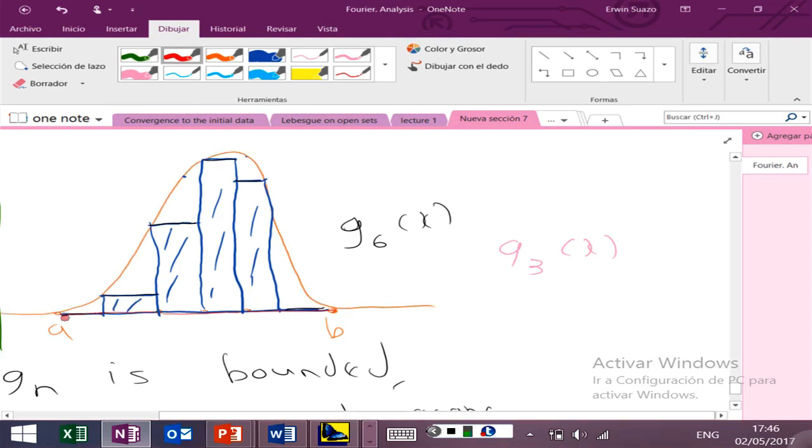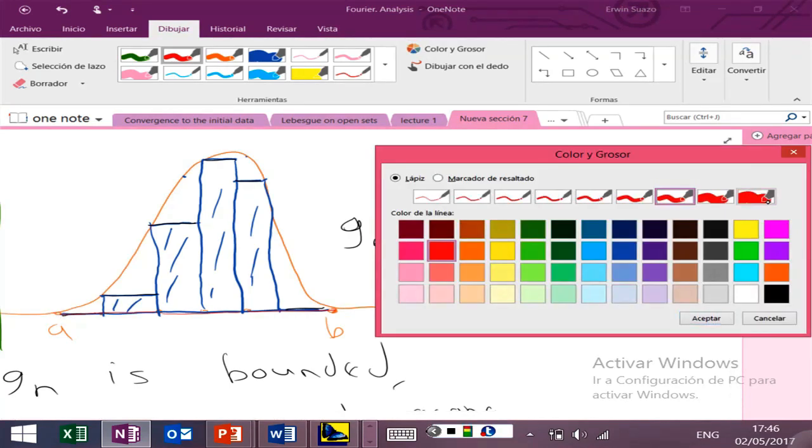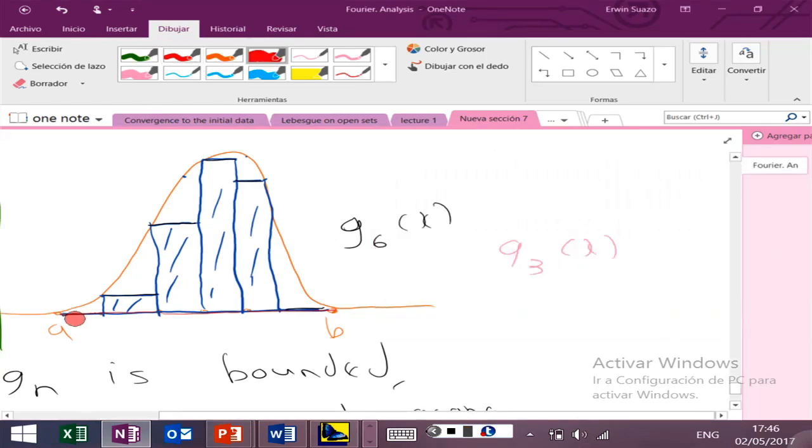Let me use a big fat one. So that will be first. What is the inf between here and here? So I'll look at the inf between here and here. My inf is going to be this one, and my inf between this point and this point is going to be this one. So the red one is G3.